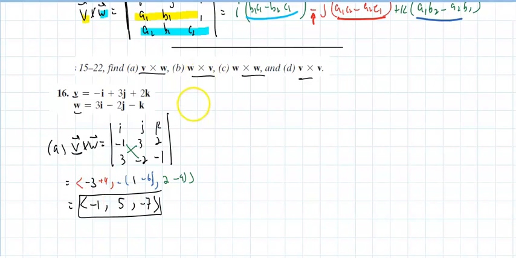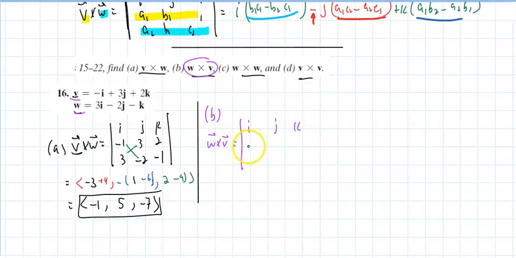This is a, if I go for B, B would be W cross V, W cross V. Well, I, J, K again. In this case, I'm going to list W first. And that would be, if I go for the I, that would be negative 4 plus 3. That is actually a negative 1.